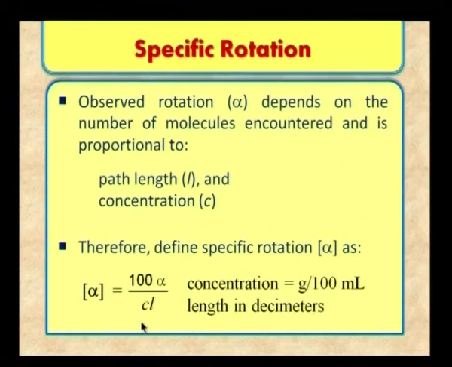Then, knowing the concentration of the solution and the length of the tube through which light is passing, those things are to be substituted to obtain this capital alpha here, that is called the specific rotation. For the medium that you are talking about, this alpha can be obtained using the polarimeter.